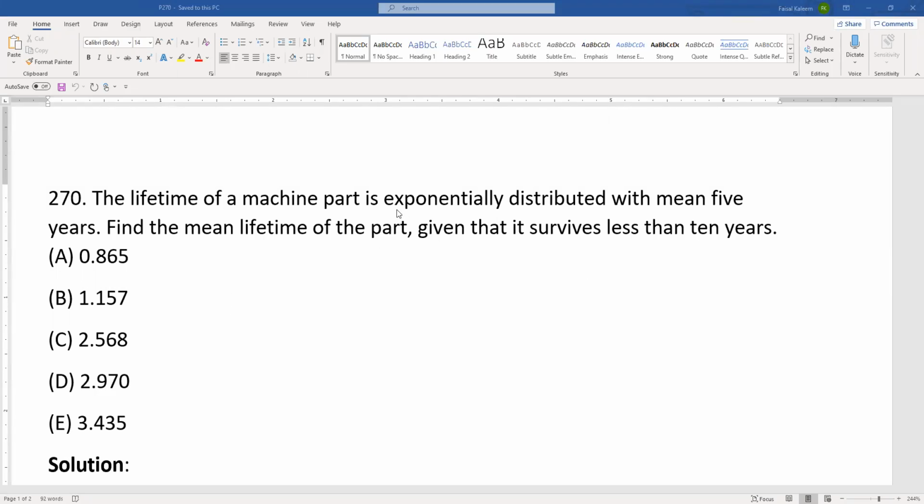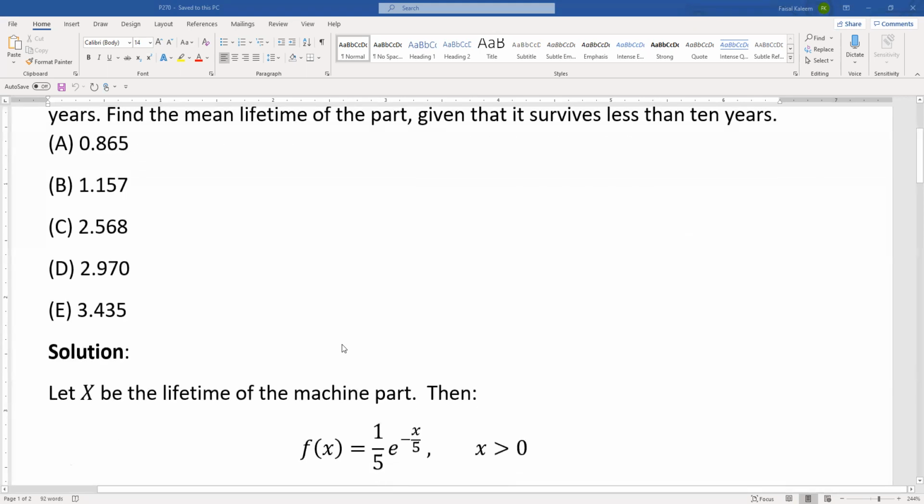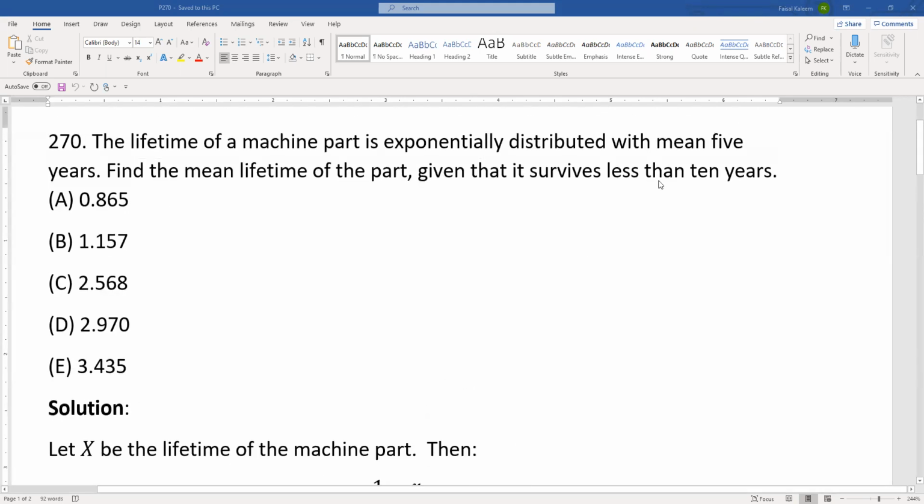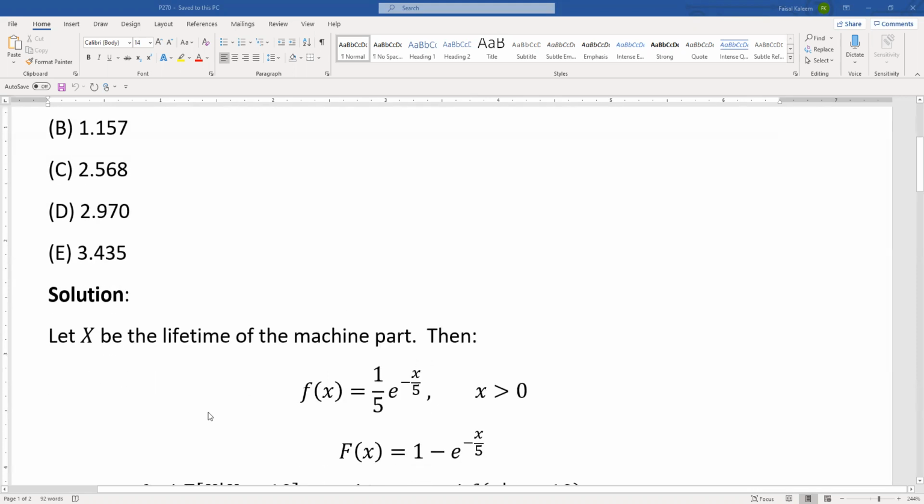The lifetime of a machine part is exponential, with mean 5 years. Find the mean lifetime given that it survives less than 10 years. So let x be the lifetime of the machine part. Then since the mean is 5 years, the little f of x would be 1 over 5 e to the negative x over 5. We're given it's exponential, x greater than 0. And the big F would be 1 minus e to the minus x over 5.